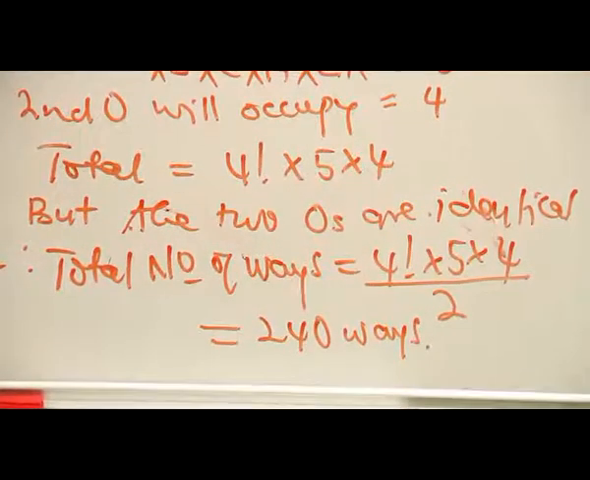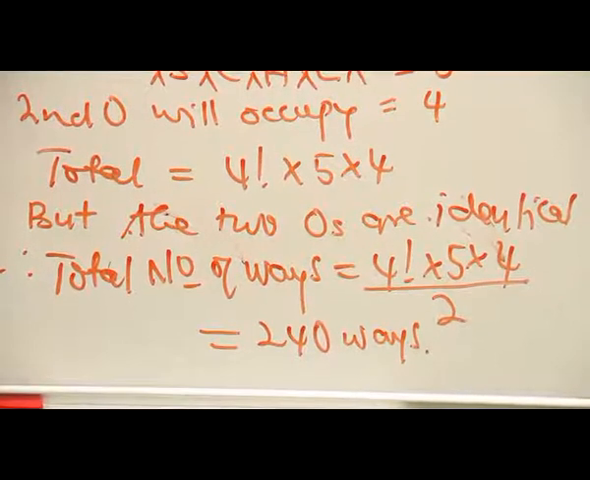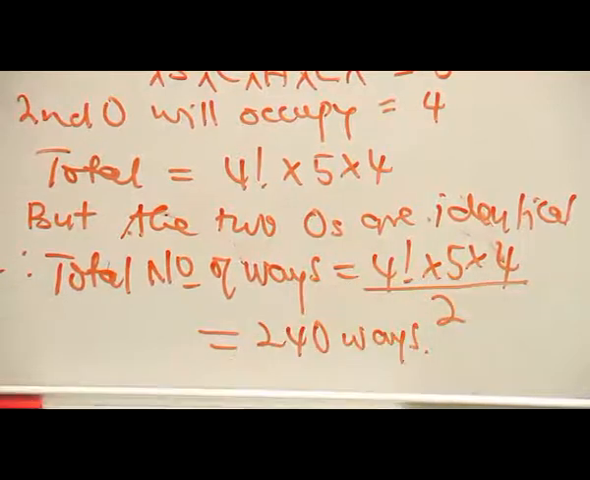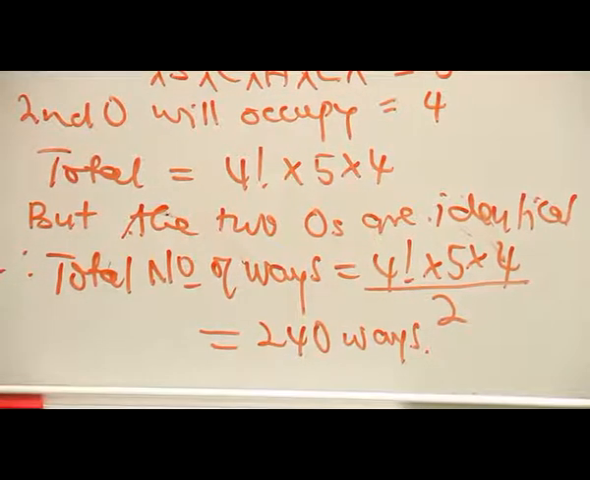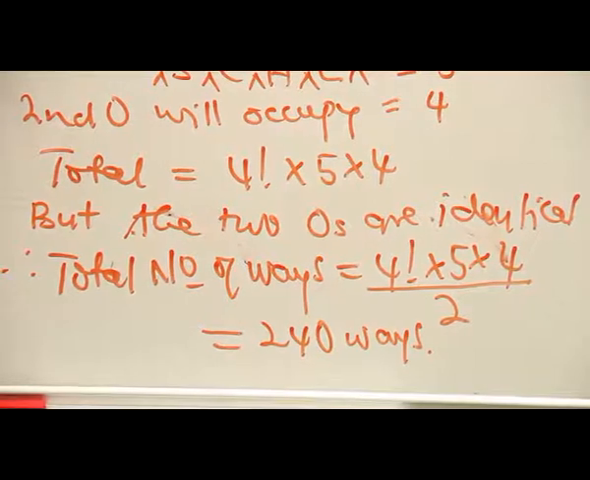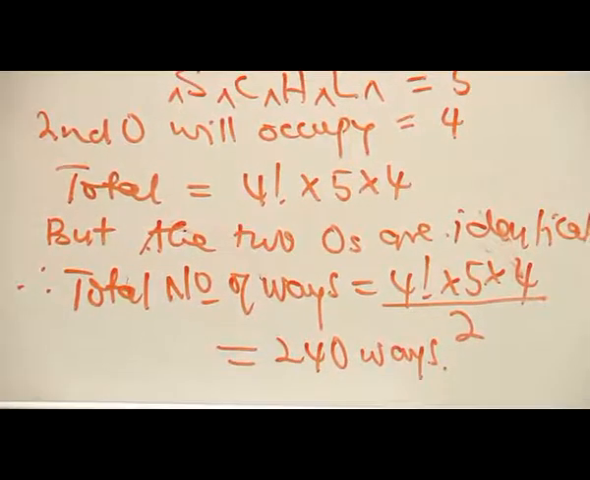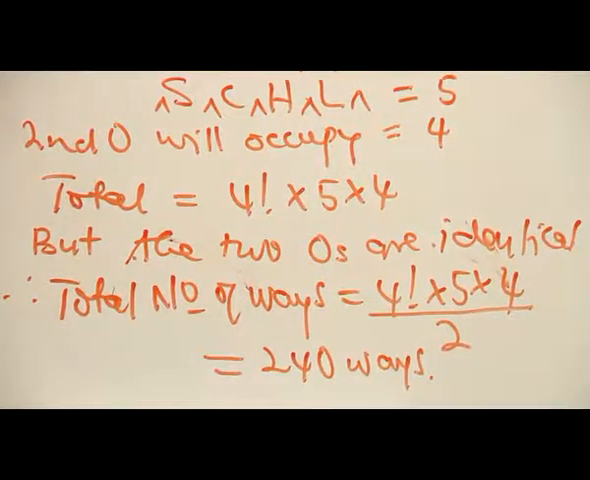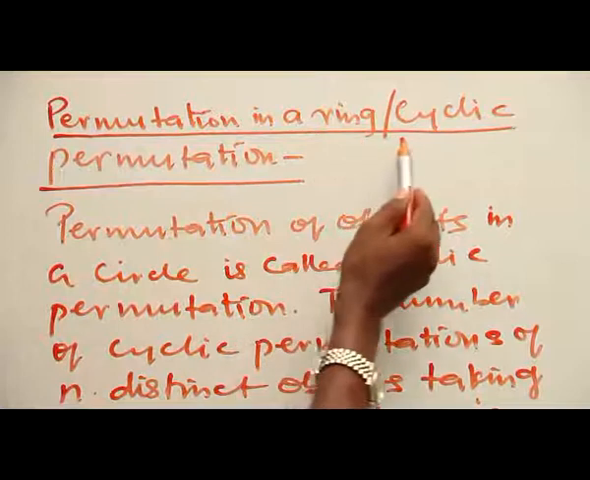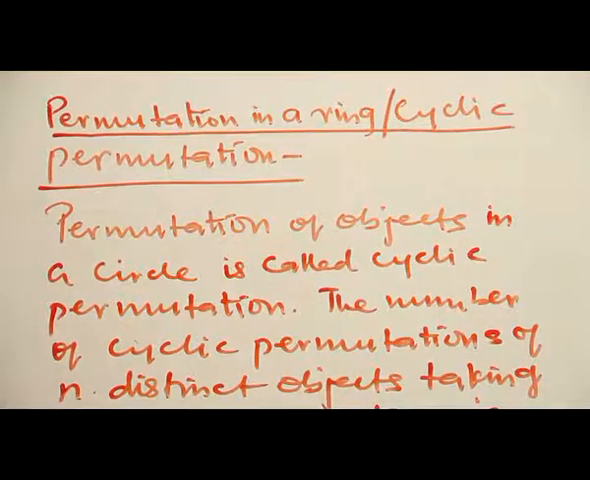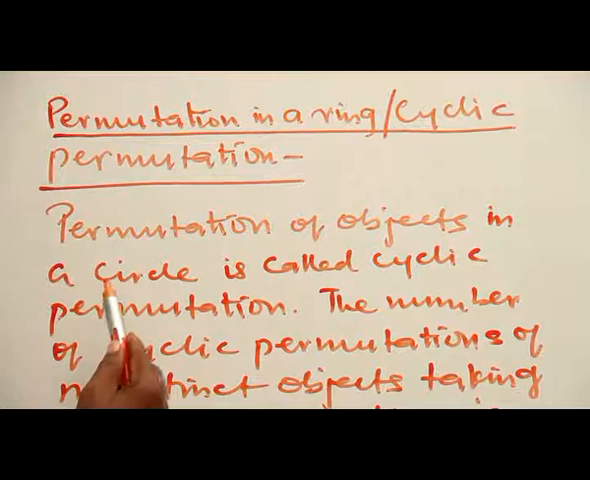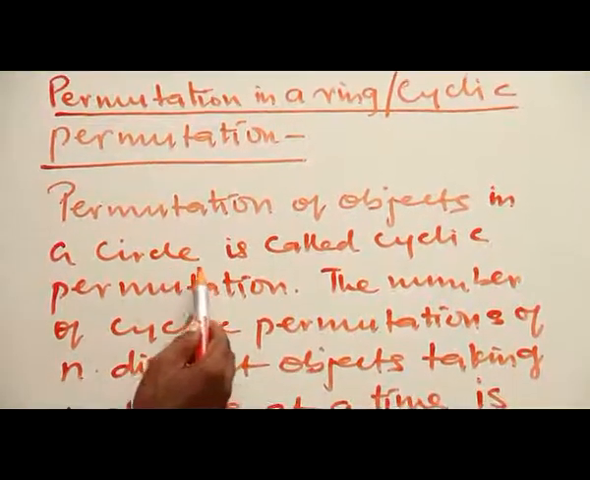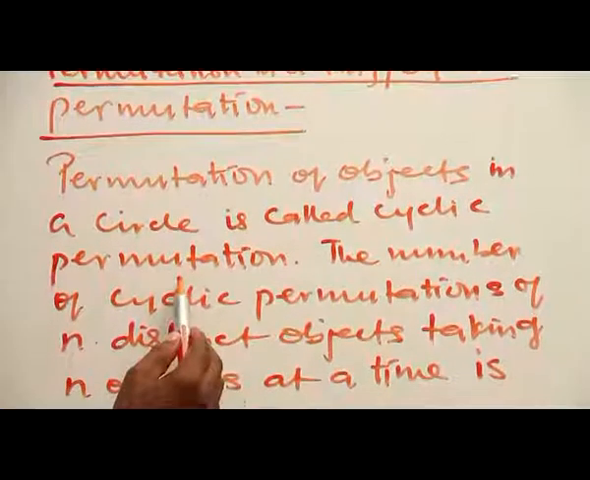You can simplify this. 4 factorial means 24. 24 times 10 is equal to 240, because 2 cancels 4, that is 2. 10 times 24 is 240. So that would be the number of ways of permuting this word school if the 2 O's must not be together. Permutation in a ring, or cyclic permutation. Under this concept, permutation of objects in a circle is called cyclic permutation.